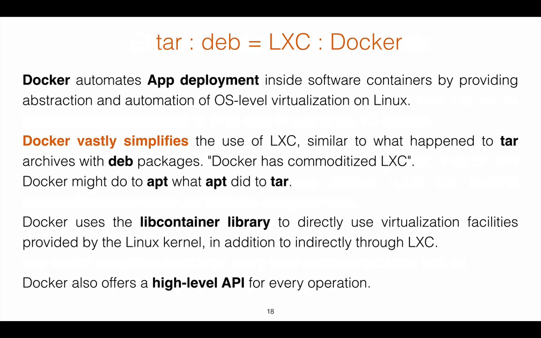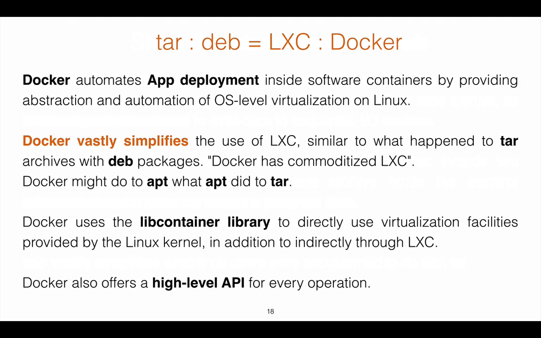That digression was important because tar is to Deb what LXC is to Docker. So Docker, as I told you before, is a tool that automates app deployment, but very importantly, it vastly simplifies the use of LXC. So very similar to what happened to tar archives with the packages. In a way, Docker has commoditized LXC. There's also another way to look at it. Docker might do to APT what APT did to tar.